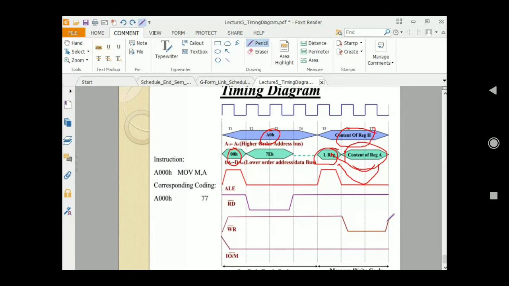Till the last slide, the write operation was always high, but here it is low. Why is it low? Because here the write operation is being done.